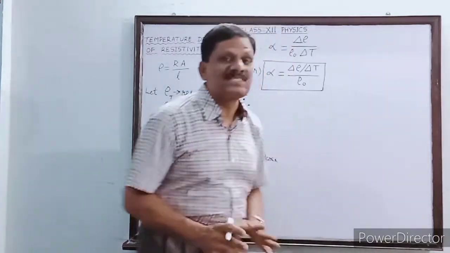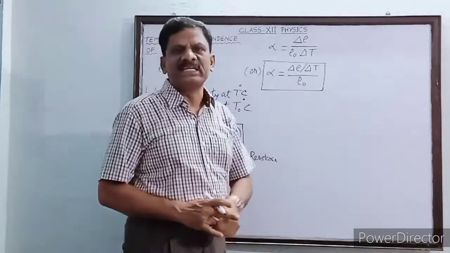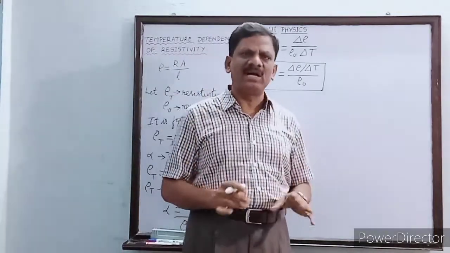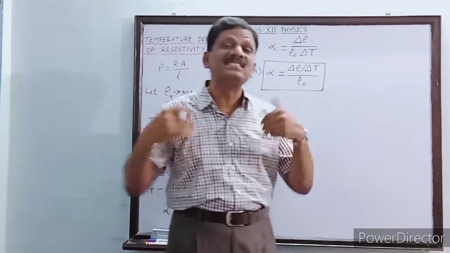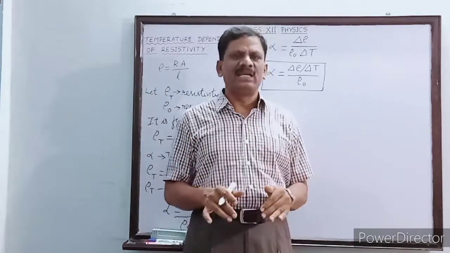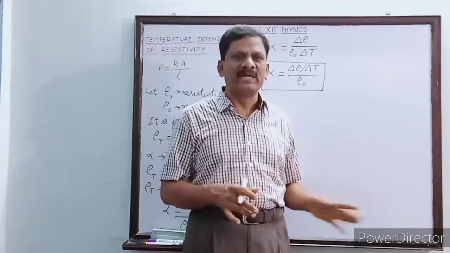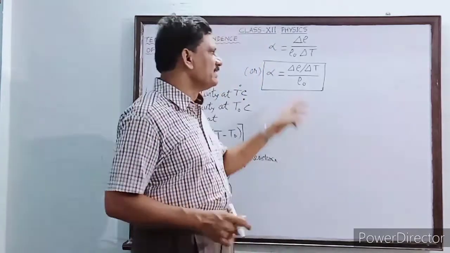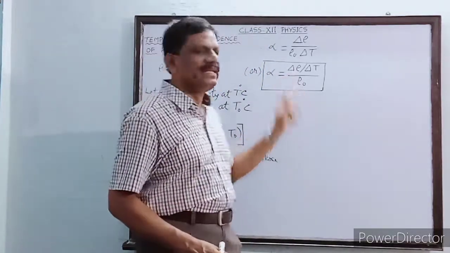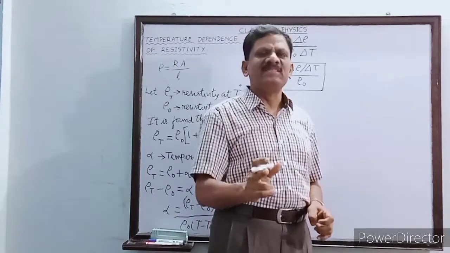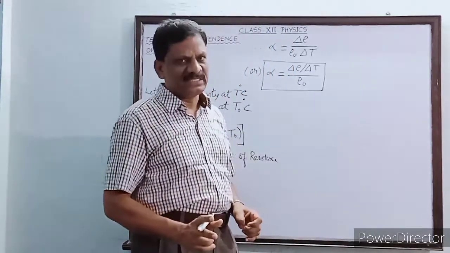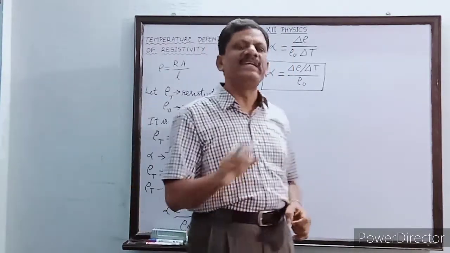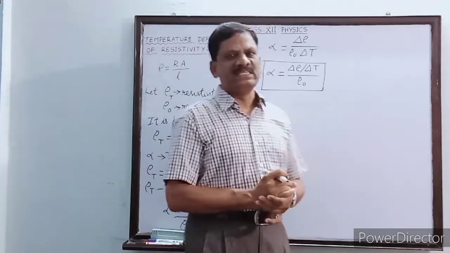I will repeat very fast once again. The temperature coefficient of resistance of a material, or the temperature coefficient of resistivity of a material, both are one and the same only. That I am going to explain to you further. So it is defined as the ratio of the increase in its resistivity per unit rise in temperature to its resistivity at T naught degree Celsius.